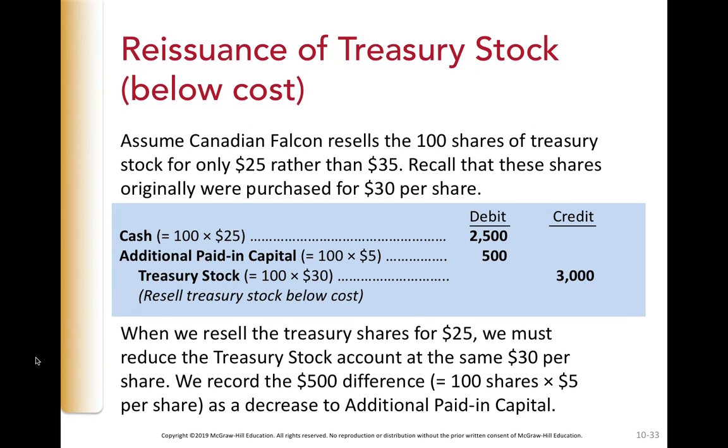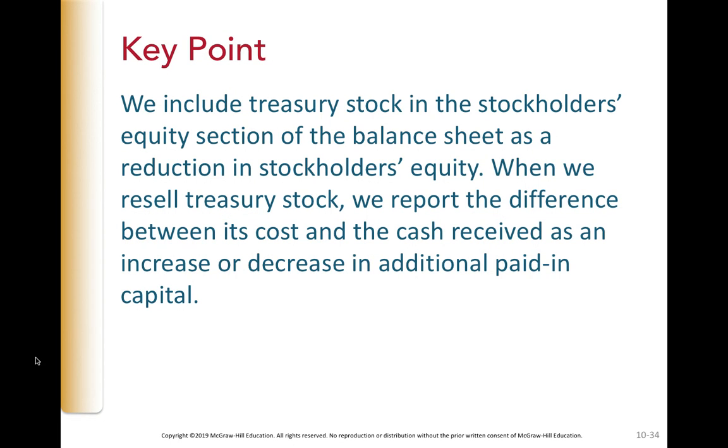When we resell the treasury shares for $25, we reduce the treasury stock account for the same $30 per share. We record that $500 difference, the 100 shares at $5 per share, as a decrease in additional paid-in capital. We include treasury stock in the stockholders' equity section of the balance sheet as a reduction in stockholders' equity. When we resell the treasury stock, we report the difference between its cost and the cash received as an increase or decrease in additional paid-in capital.